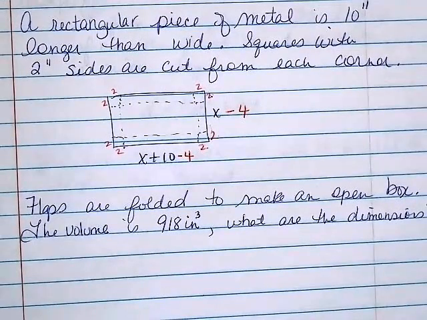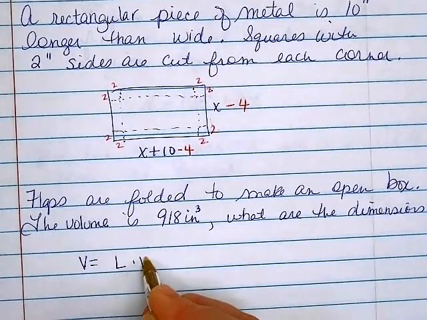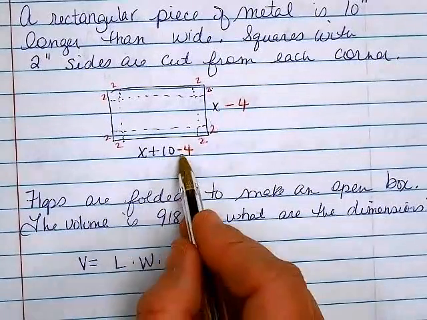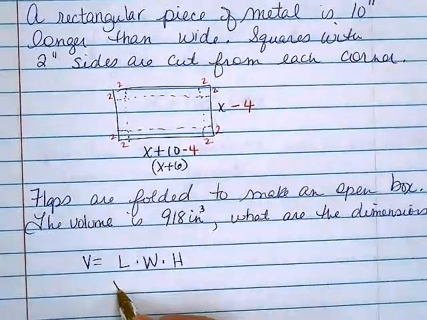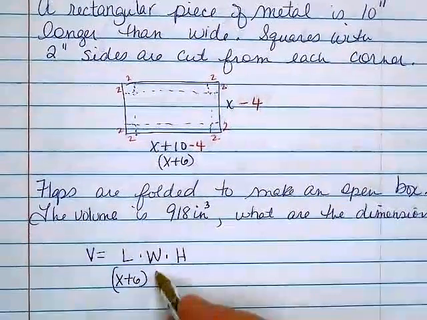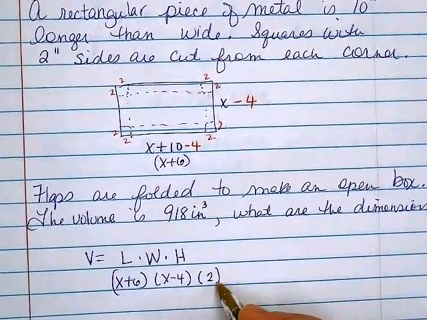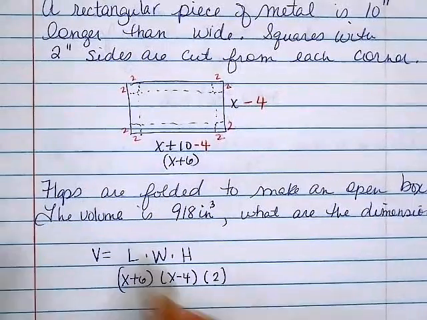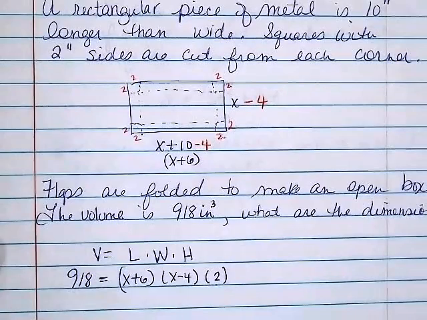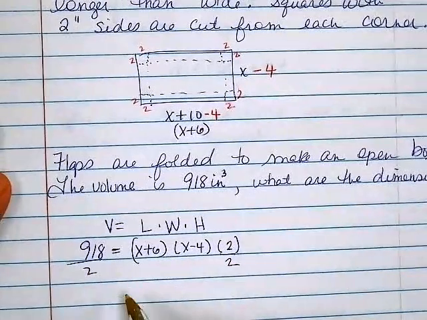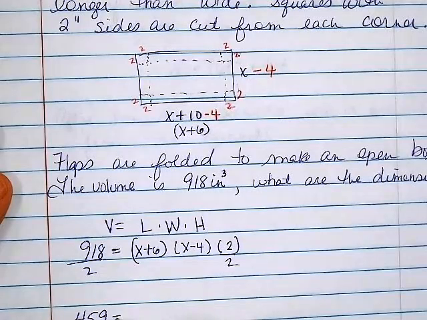Well, to find the volume, you need to multiply the length times the width times the height. Well, the length is x plus 10 minus 4, that's x plus 6. The width is x minus 4, and the height is 2. So that's going to equal 918 when I multiply it together. So I'm going to get rid of the 2 to begin with. I'm going to divide both sides by 2. And that's going to take that number down to 459 equals x plus 6 times x minus 4.